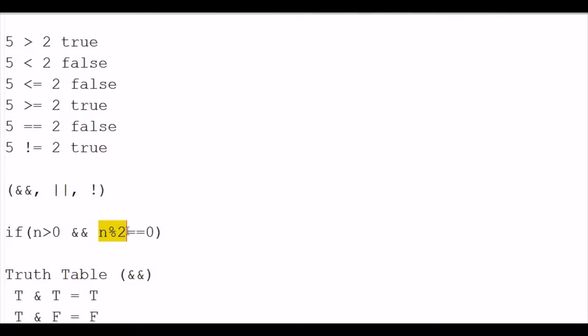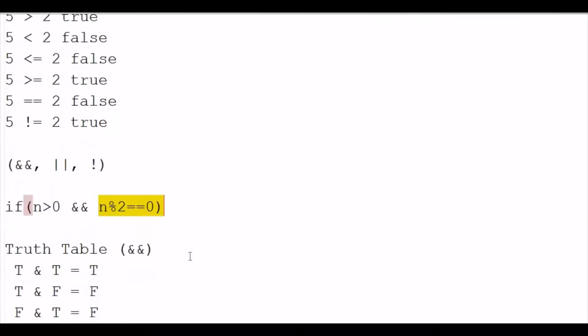As we discussed just above, modulus gives you the remainder. So n modulus 2 is 0. When n is divided by 2, the remainder comes as 0, means n is even. And n is greater than 0 means it is a positive number. So this is the condition we have to give for checking whether the number is positive as well as even, right? Now let's see how the AND operator works.